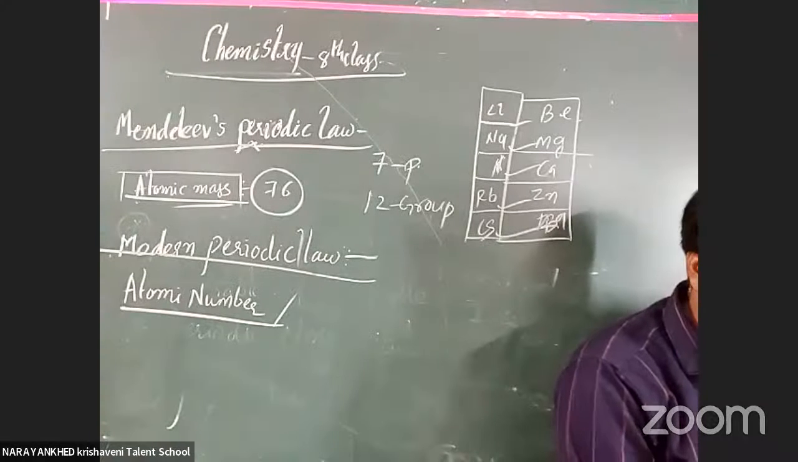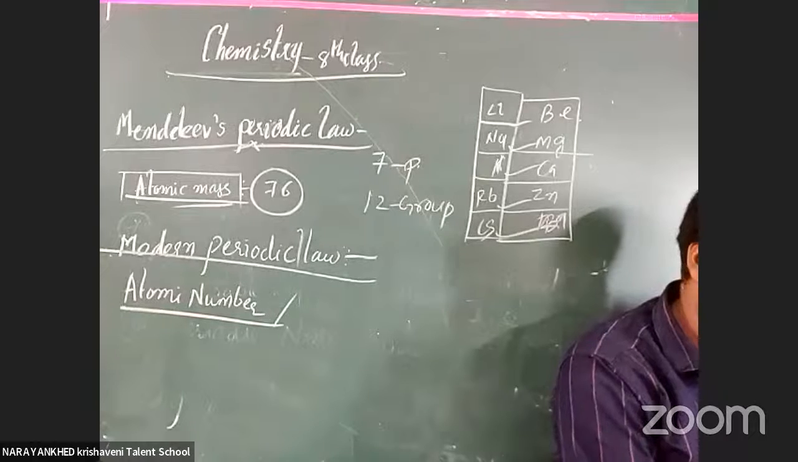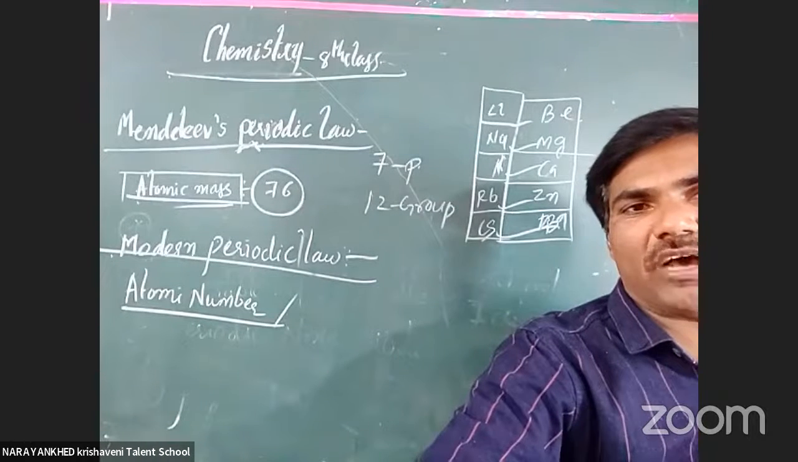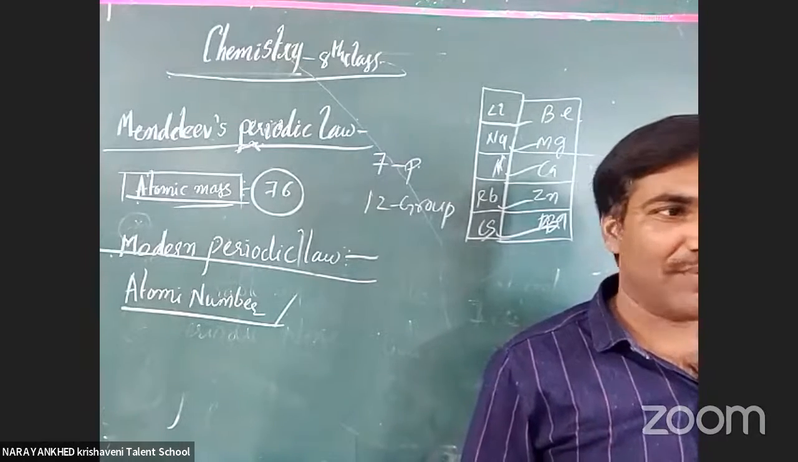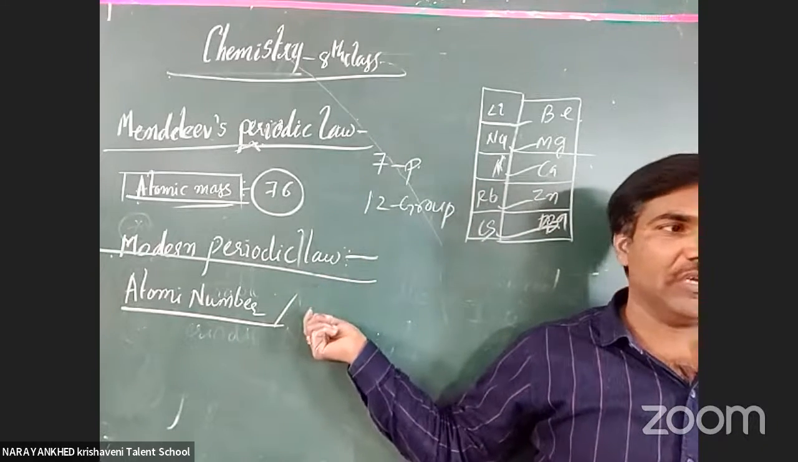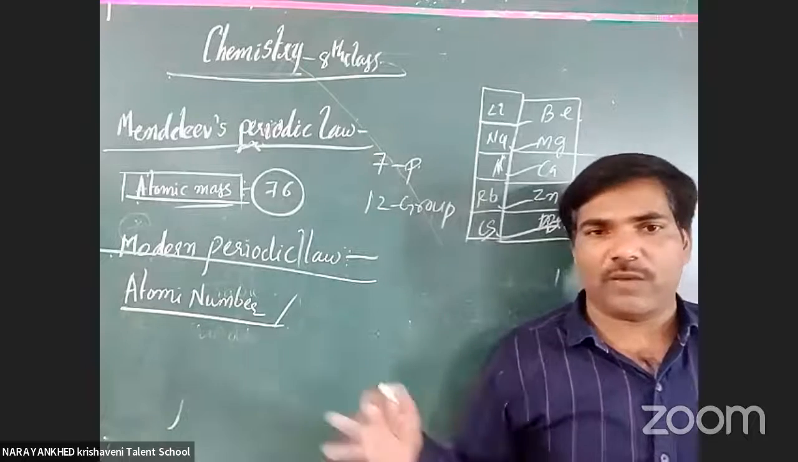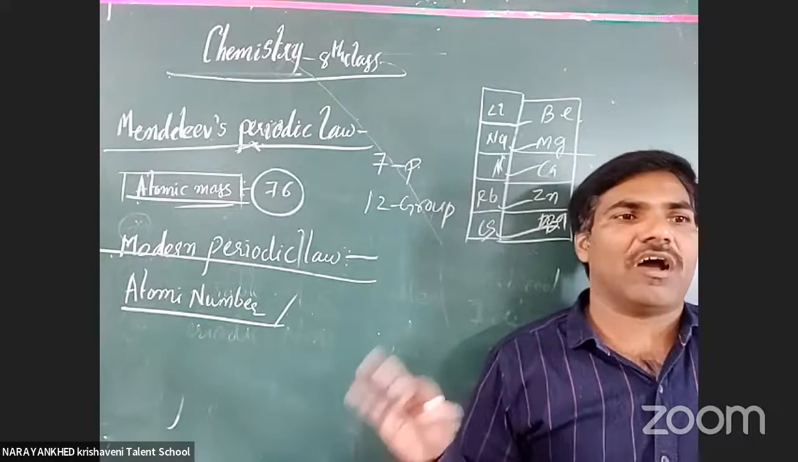Now the modern periodic table is totally constructed based on which thing, you know? The law is called the modern periodic law. Whatever the physical and chemical properties are, they are functions of atomic number, not atomic masses here. For the modern periodic table, physical or chemical properties change based on the atomic number.